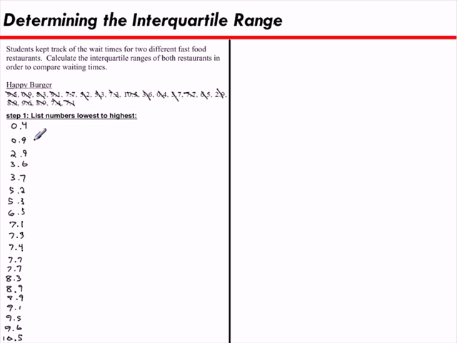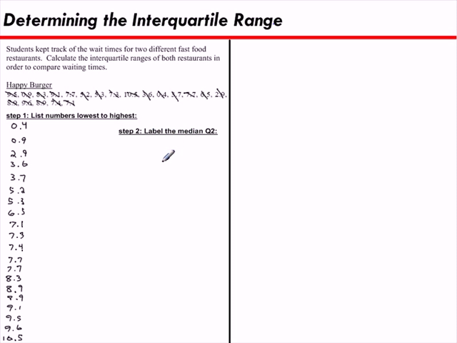It's a bit of grudge work, but I took the time to rearrange all my numbers starting from the lowest to the highest. And I counted up. I have 1, 2, 3, 4, 5, 6, 7, 8, 9, 10, 11, 12, 13, 14, 15, 16, 17, 18, 19, 20 numbers in total. And that's good. I crossed everything off my list. Let's move on to step 2.